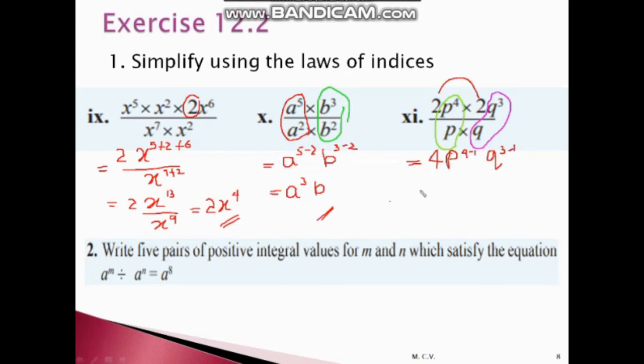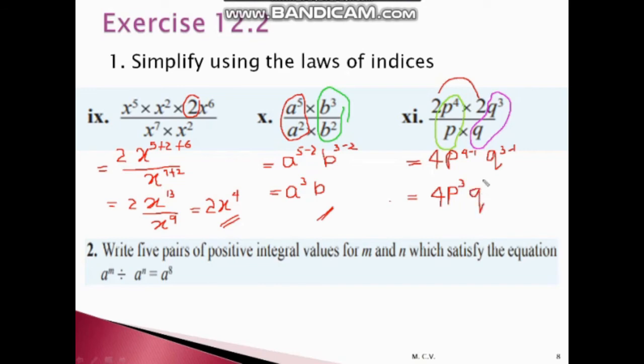Q to the power 3 minus 1 means 2.4p to the power 3, q to the power 2. Next one, write 5 pairs of positive integral values for m and n which satisfy the equation.